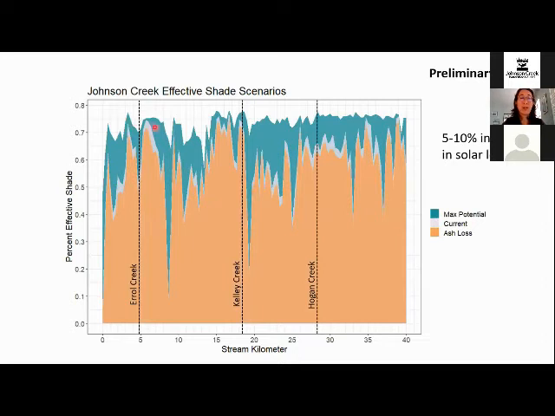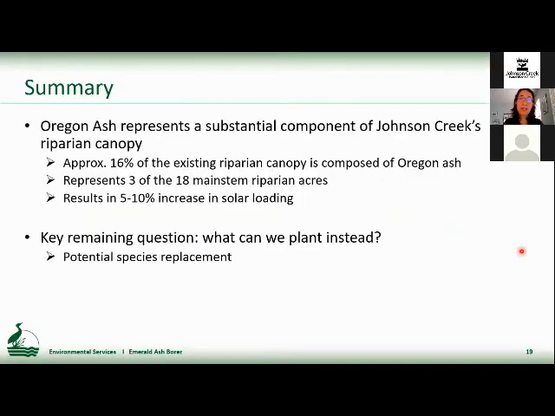So you can see there's some locations where you would have a slightly bigger impact versus others where it would be a little bit smaller. And that turns out to be somewhere between a 5 to 10% increase in the solar loading that would be reaching Johnson Creek, which may not sound like a lot, but keep in mind, if you heard Daniel's presentation earlier this afternoon, we're already talking about a stream that's incredibly warm and one that regularly exceeds the water quality standards for temperature. So any additional heat is going to cause additional stress for our aquatic organisms.